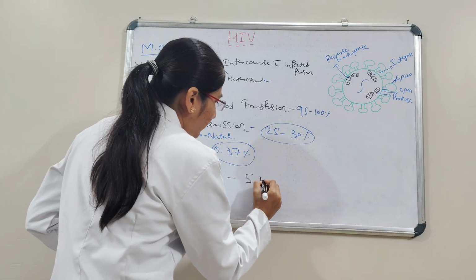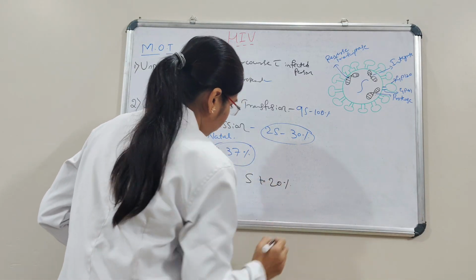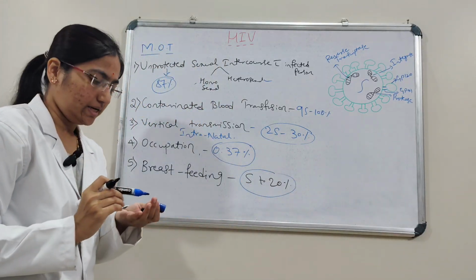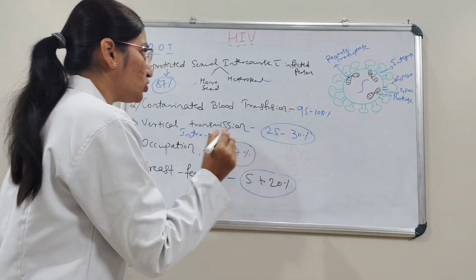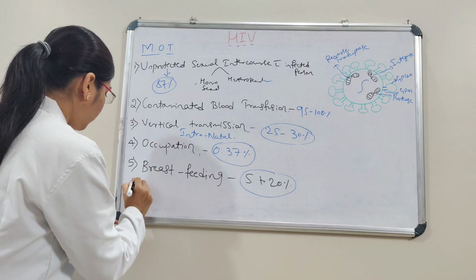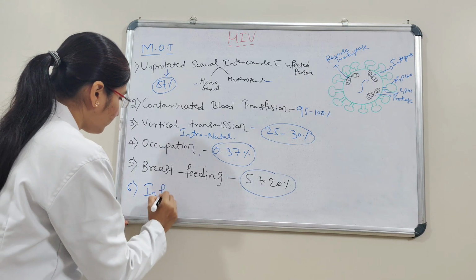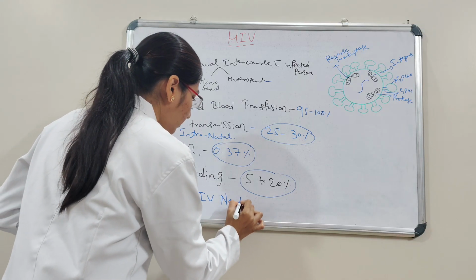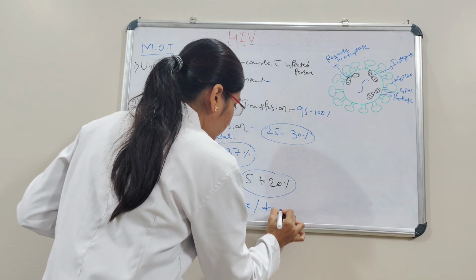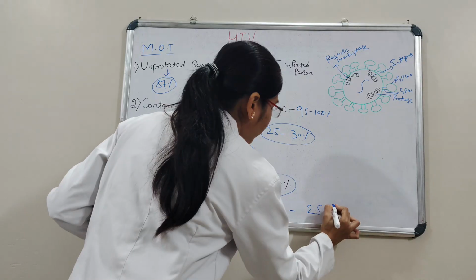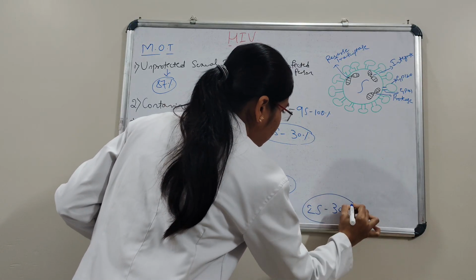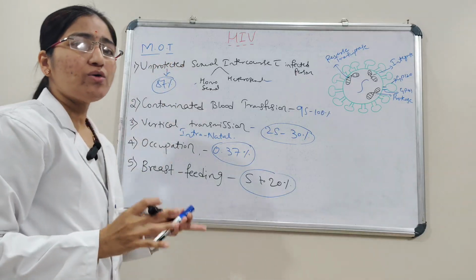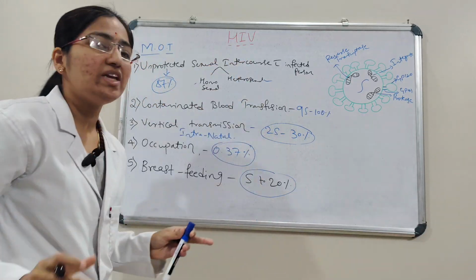Here 5 to 20% chance is there, but it is contraindicated. Another one is there, that is the most important thing: an infected IV needle or drug. Here also 25 to 30% chance is there. These are the proper modes of transmission of this HIV infection.